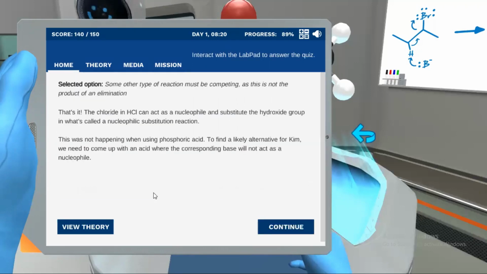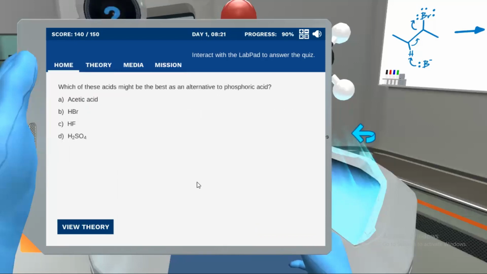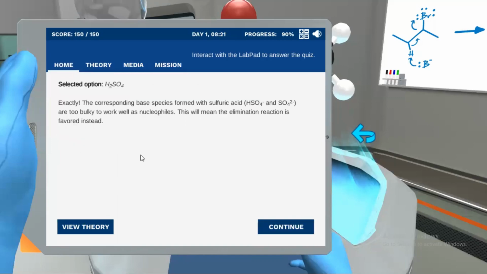That's it. The chloride in hydrochloric acid can act as a nucleophile and substitute the hydroxide group in what's called a nucleophilic substitution reaction. This was not happening when using phosphoric acid. To find a likely alternative for Kim, we need to come up with an acid where the corresponding base will not act as a nucleophile. Which of these acids might be the best as an alternative to phosphoric acid? Exactly. The corresponding base species formed with sulfuric acid are too bulky to work well as nucleophiles. This will mean the elimination reaction is favored instead.